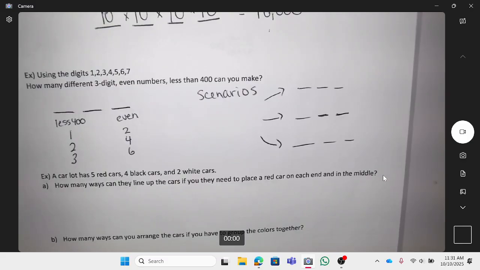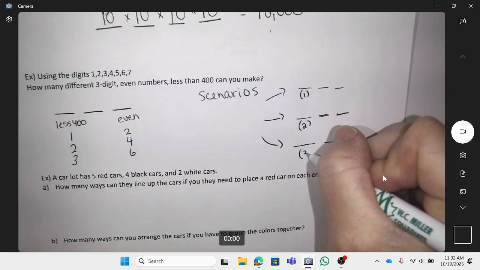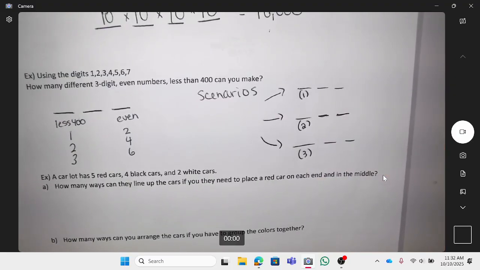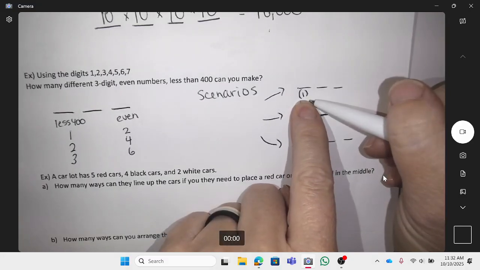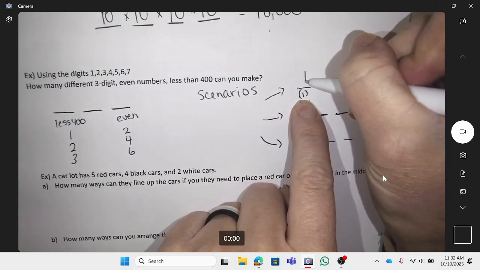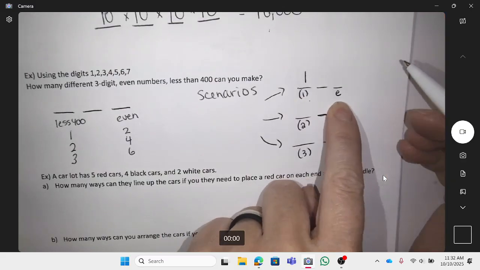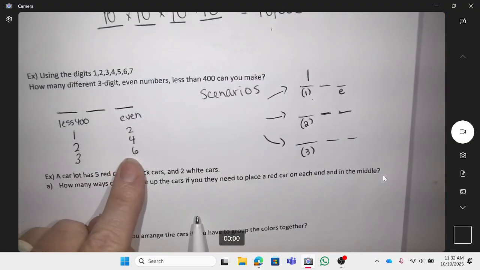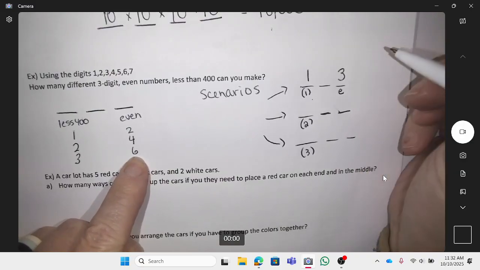I'm going to do the 3 different scenarios of what if I made a 100 number, a 200 number, or a 300 number. Those are different scenarios. Okay? Does that make sense? They're different. Okay, so if I wanted to start with 100 something, how many options do I have to start with a 1? 1. Okay? And I have to be even. Okay, so how many options do I have for even?